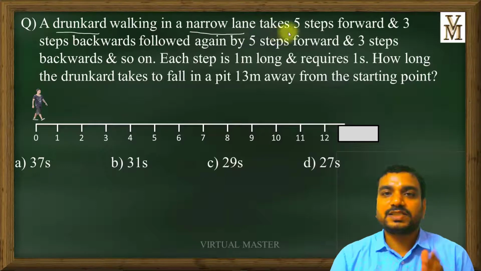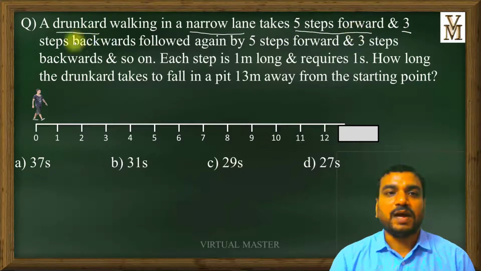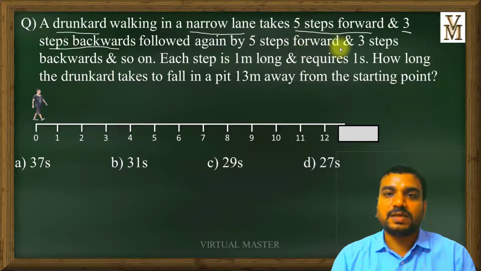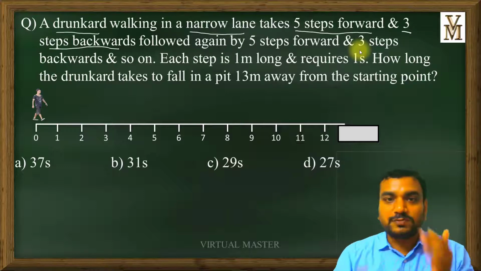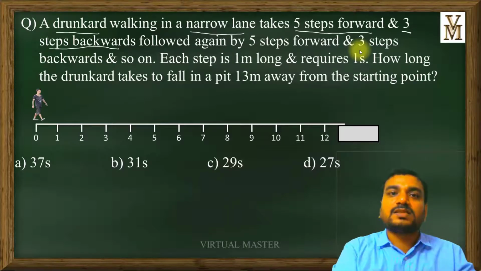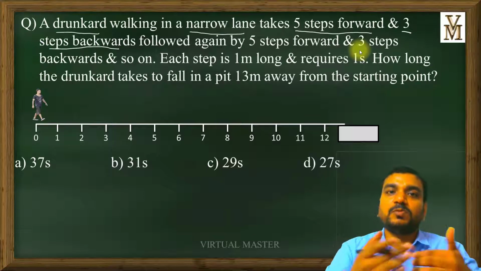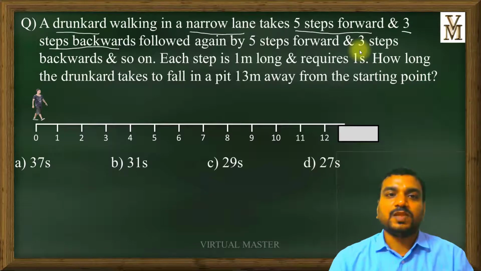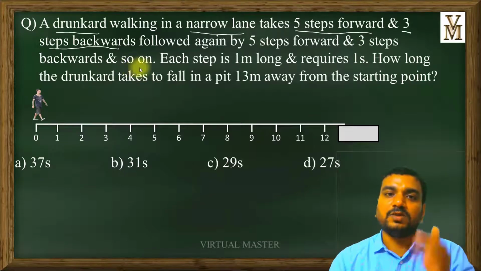Okay, and he takes 5 steps forward and 3 steps backwards. Again followed by 5 steps forward and 3 steps backward. So what this fellow will be doing? He goes 5 steps forward and again come back 3 steps. Like this he will be moving. Again he will take 5 steps forward and come back 3 steps. So on. He will be moving like that only.